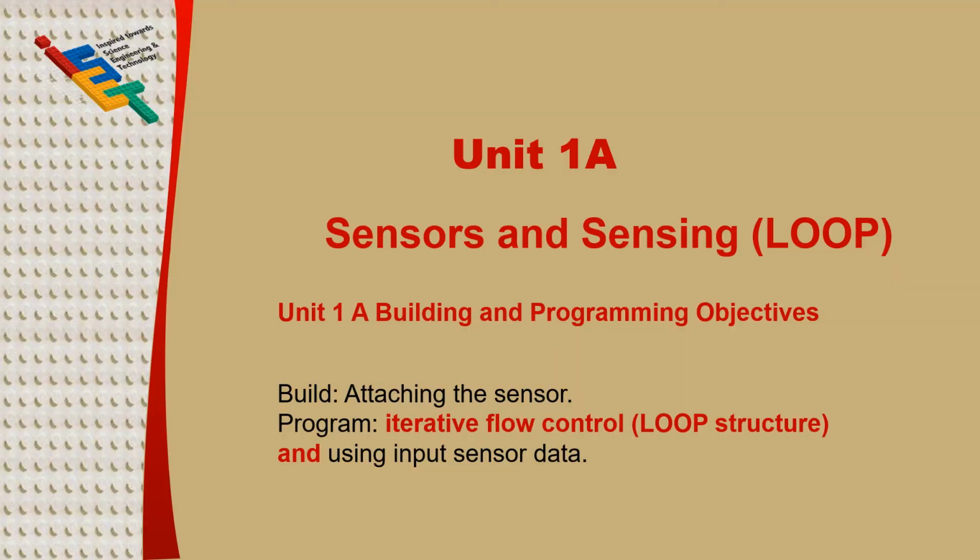In Unit 1A, we have sensors and sensing using the loop structure. The build will focus on the attachment of the sensor to the robot. The program focus of this unit is the iterative flow control or the loop structure and then using input sensor data in the programming.